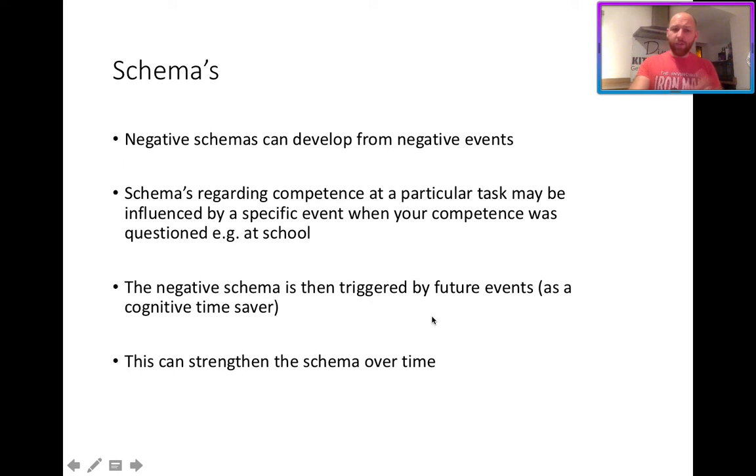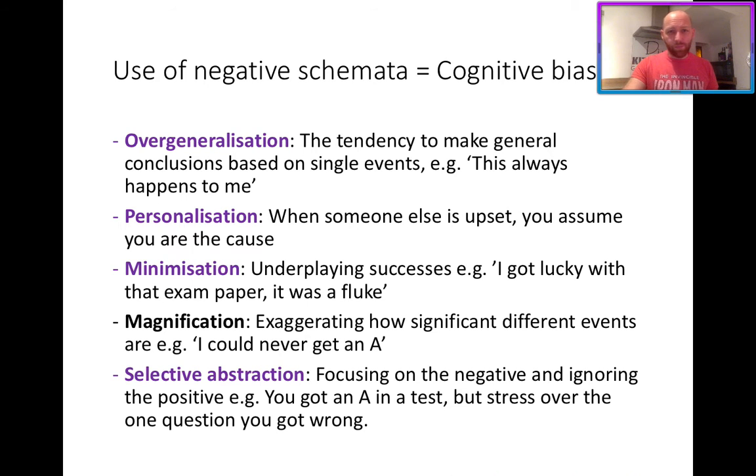And a negative schema is just going to pop out as that quick shortcut to explain why we behaved in a particular situation and why something happened to us. Continued negative events or perceived negative events can strengthen the schema over time.